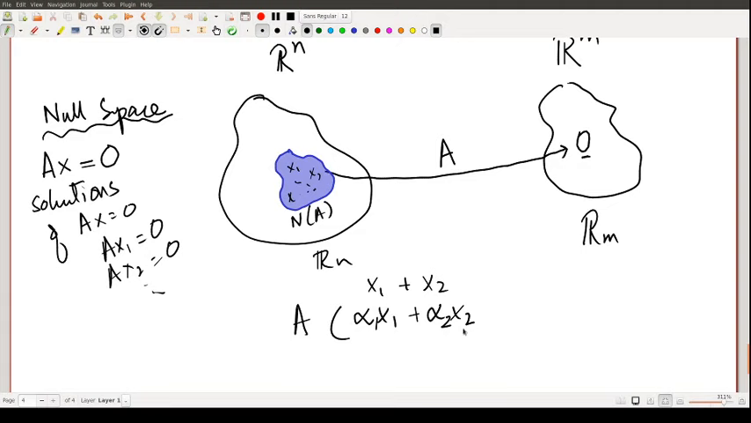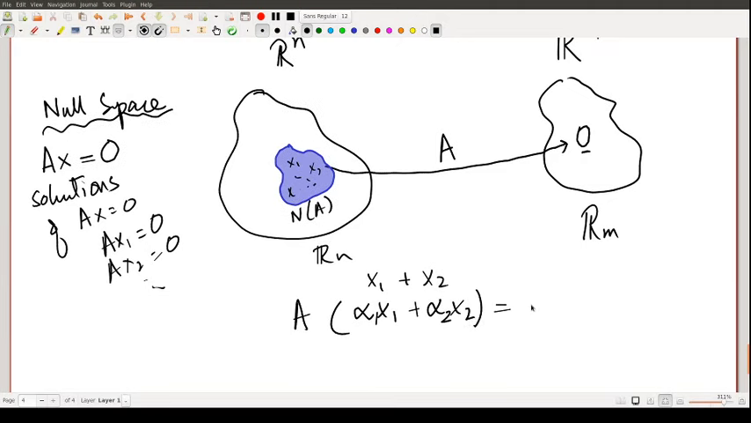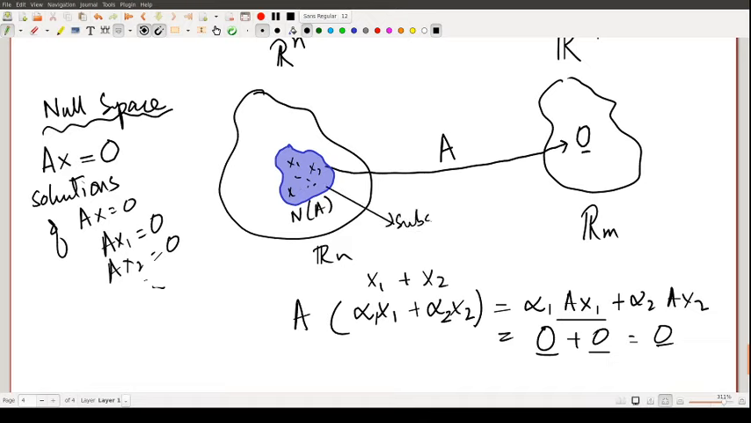and multiply A with it, then notice what happens. Alpha 1 A times x1 plus alpha 2 A times x2. Ax1 is already 0 because it's in the null space. A times x2 is also 0. So any linear combination is also going to be in here. So this null space turns out to be a subspace of Rn, which is interesting, right?